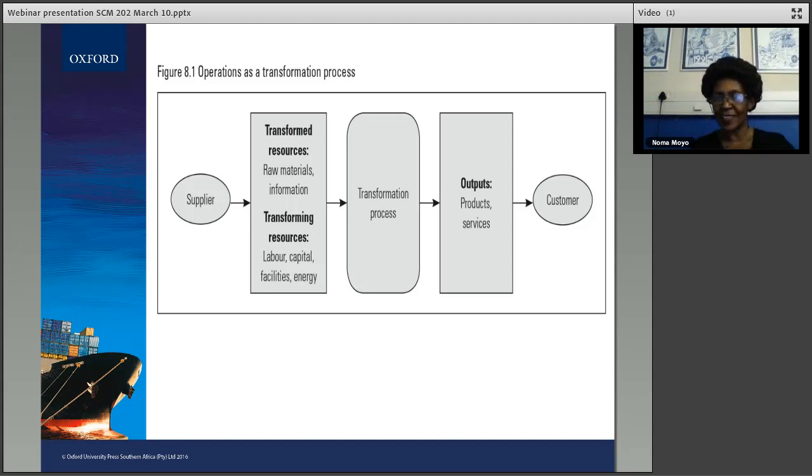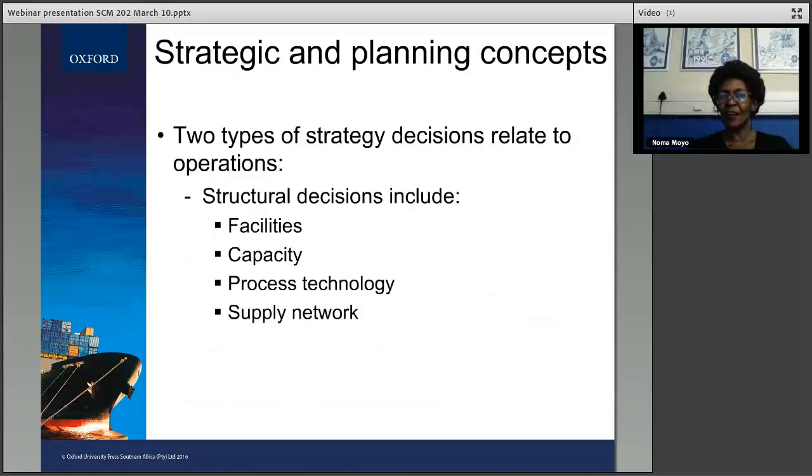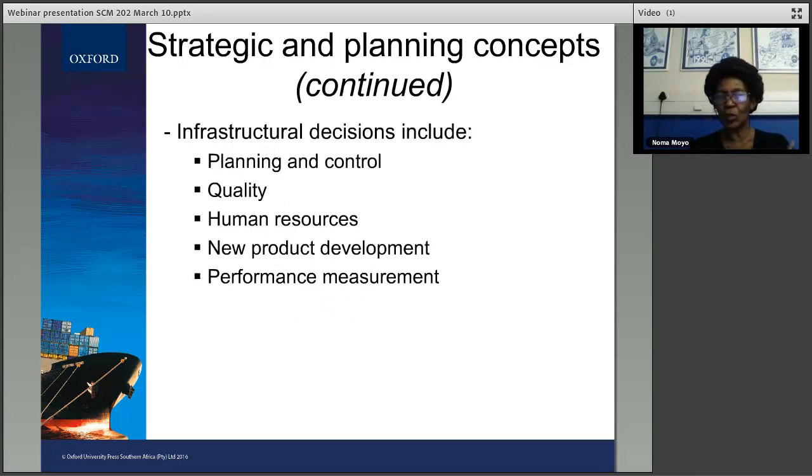Let's look at the operations and transformation processes. We have the supplier bringing the raw materials and information, and then what will the inputs be? Labor, capital, facilities, etc. Then there's a transformation process. After the transformation process, out to outbound logistics, which is our outputs, which is products and services to the customer. So the core management processes are planning, sourcing, making, delivering, and returning. Get to be conversant with the SCOR model.